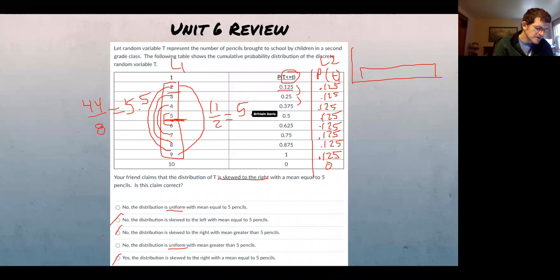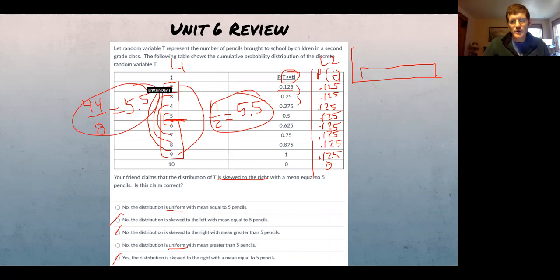I want to point out this quick calculation only works, both this and this, when it's a uniform distribution. So if we had a really strange distribution here, you could not do that. You would need to set up your lists. But anyways, we can see that 5.5 is the mean, and it is greater than 5. So there's our answer.